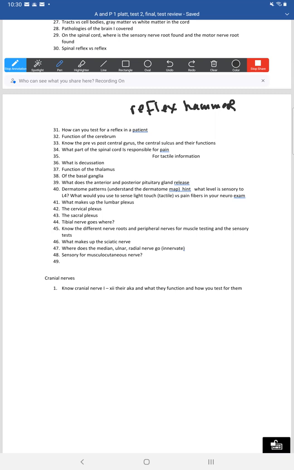Okay, what is the function of the cerebrum? Okay, the cerebrum is the biggest structure of the brain. Okay, you know the pre versus post central gyrus and the central sulcus and their function. That one's pretty fancy. And that one's certainly going to take a little extra work to dive in.